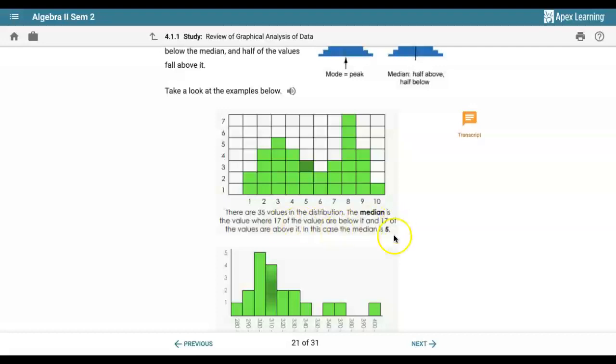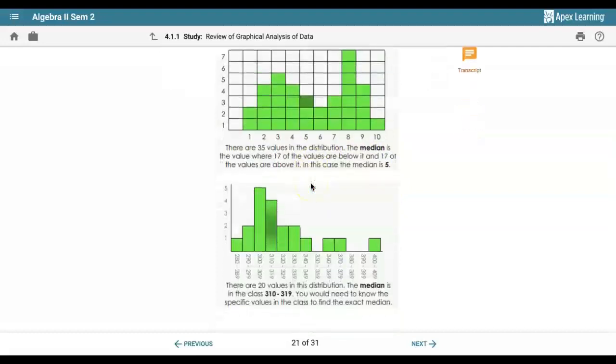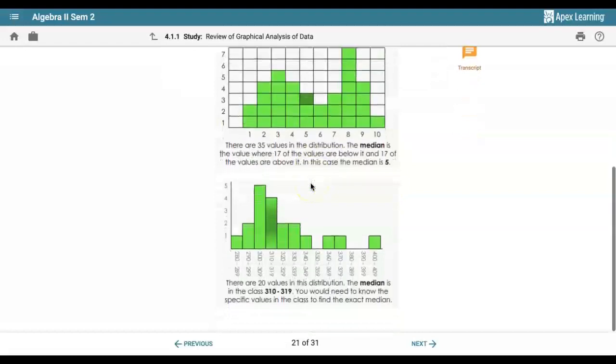In this case, if we go 1, 2, 3, 4, 5, 6, 7, 8, 9, 10, 11, 12, 13, 14, 15, 16, 17, we're going to be in this 5 column. We could have counted 17 the other way, but we would still end up in this 5 column. Same thing this way.